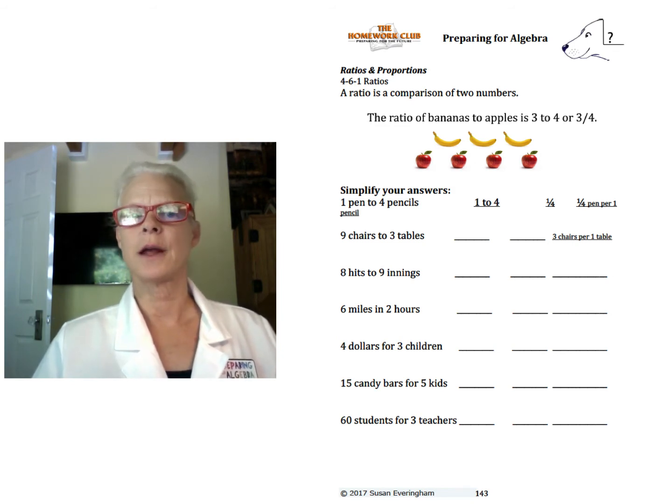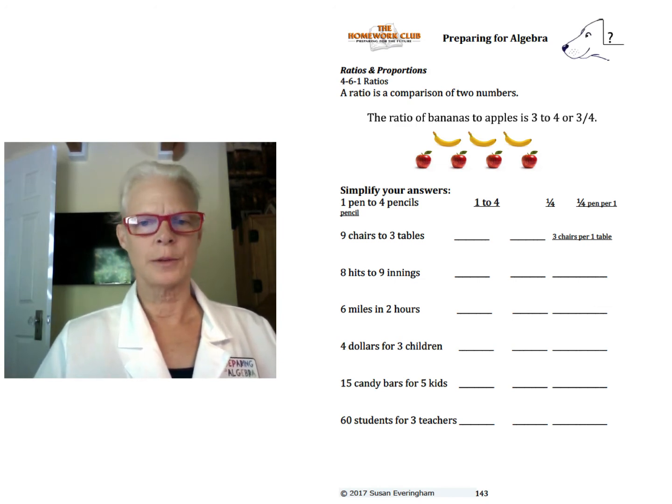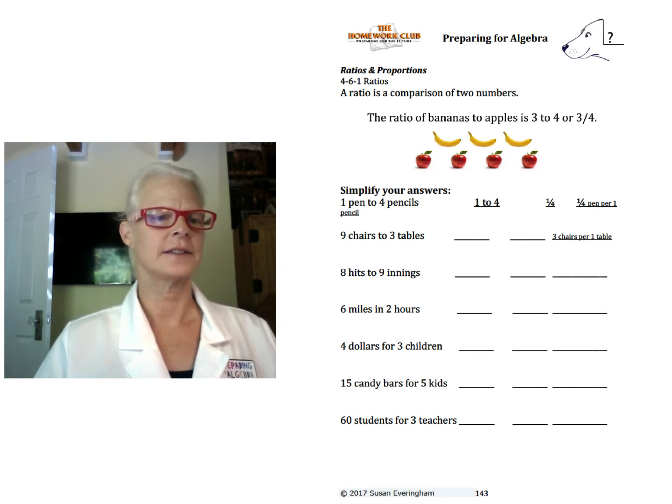In the first problem, 1 pen to 4 pencils is 1 to 4, or 1/4. Go ahead and fill in 9 chairs to 3 tables. Again, I've given you a little bit of a clue there, and you can finish the rest. All right, good luck.